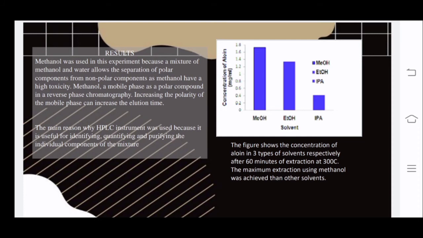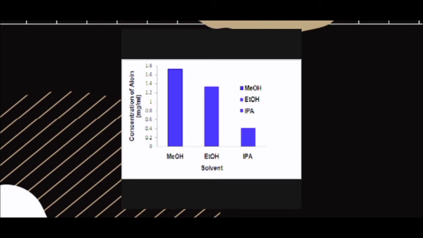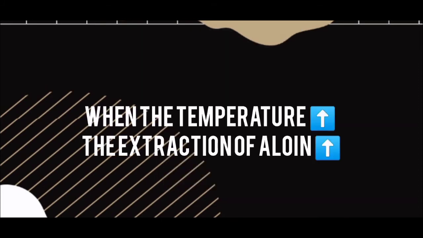The main reason why the HPLC instrument was used is because it is useful for identifying, quantifying, and purifying the individual components of a mixture. The figure shows the concentration of aloin in three types of solvents respectively after 60 minutes of extraction at 30 degrees Celsius. The maximum extraction was achieved using methanol compared to the other solvents.